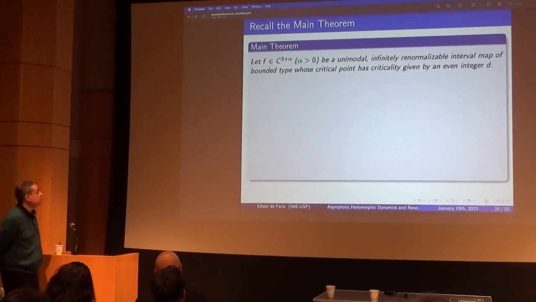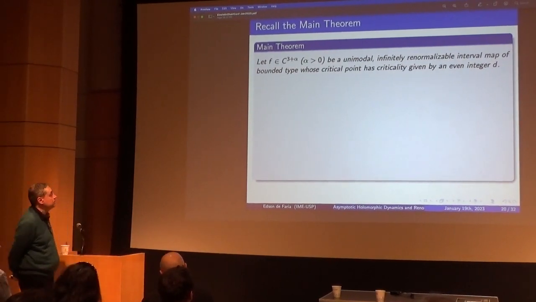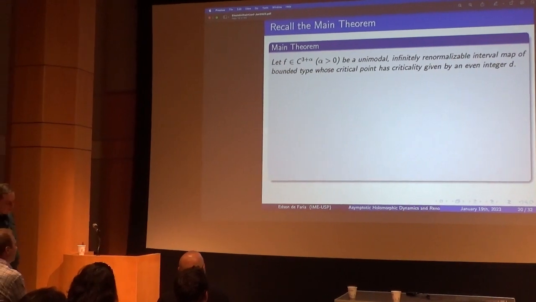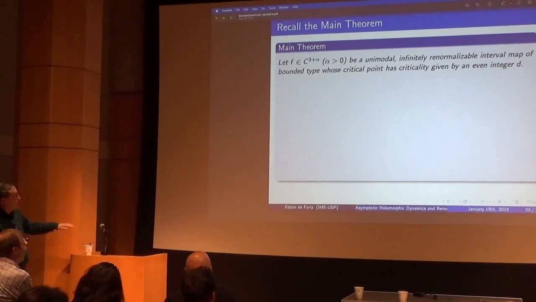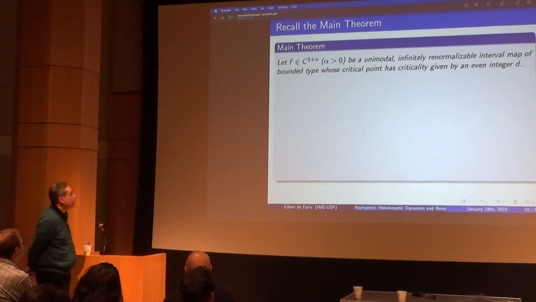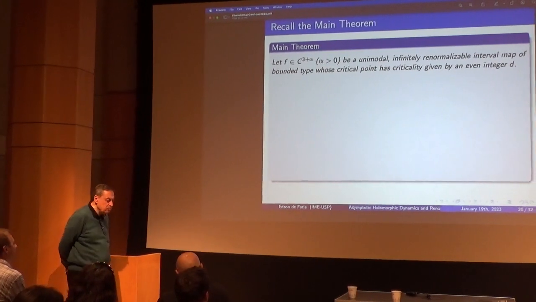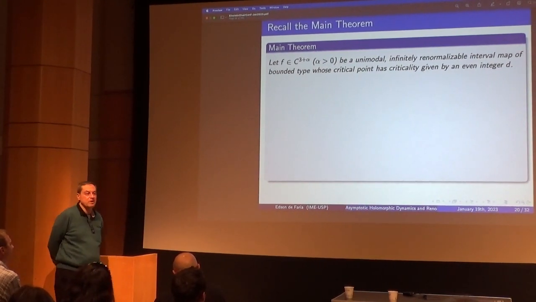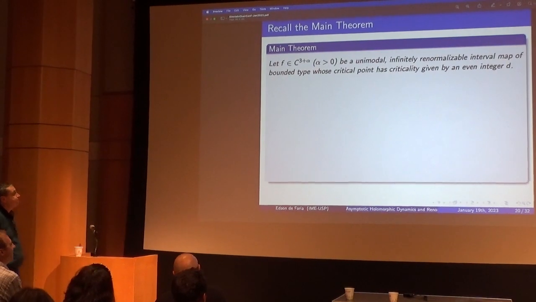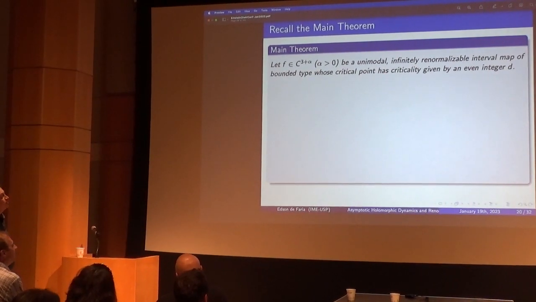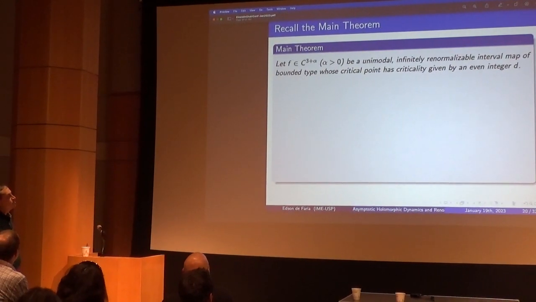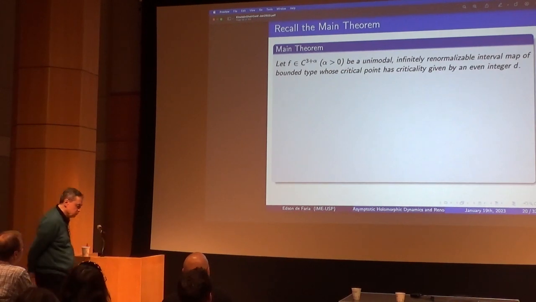So the theorem says the following: if you start with a unimodal map which is infinitely renormalizable on the real line, and you know that it's a little bit better than C3. We need C3 plus alpha, it turns out. And you have some criticality. The criticality is not really important here.